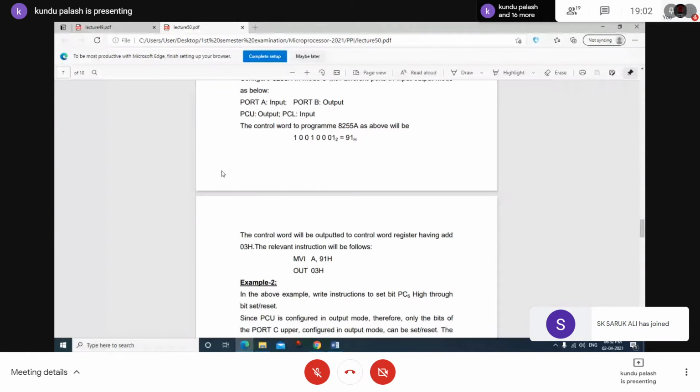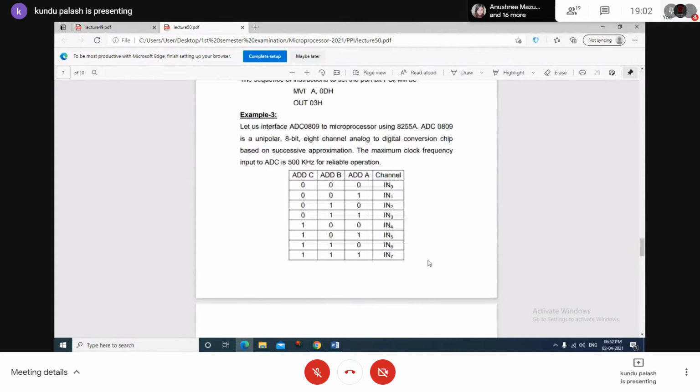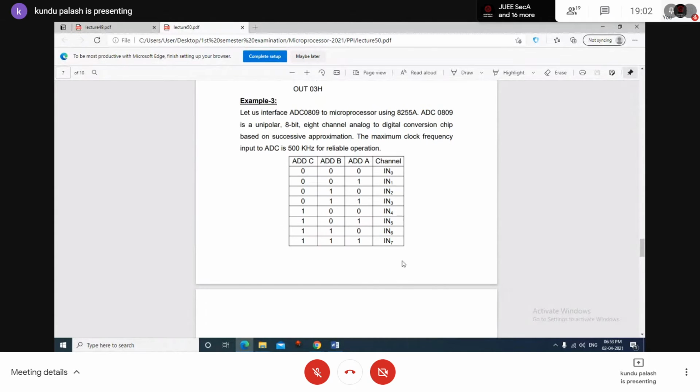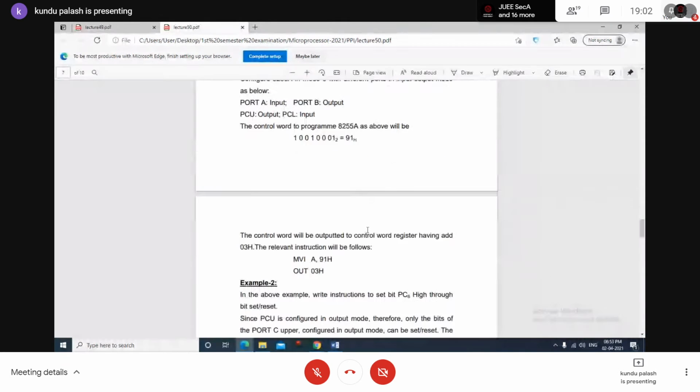So this is an example. In example 2, you can go through it in a similar way. In example 3, this is a separate example for interfacing the A to D conversion, which will be read afterward. Only you can follow example 1 for a basic input-output port.